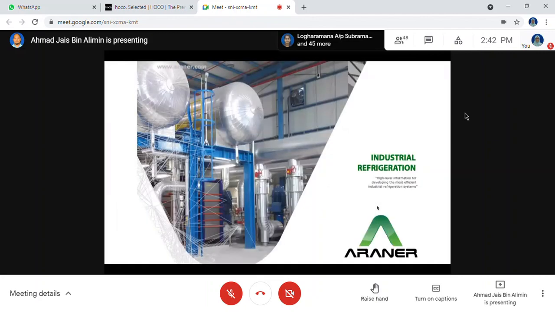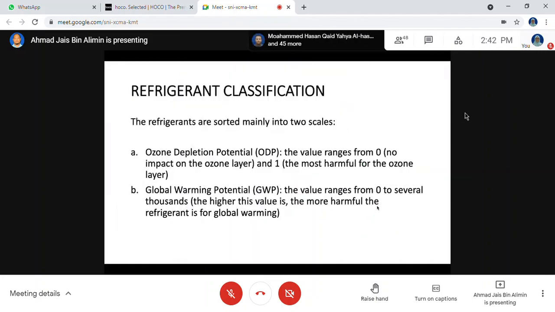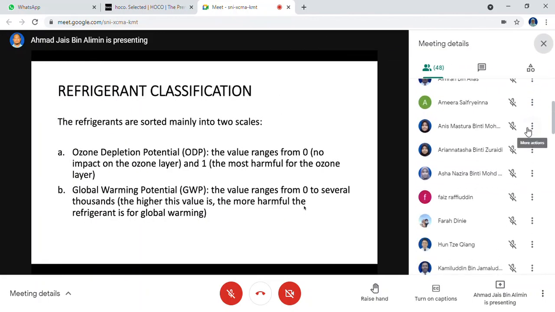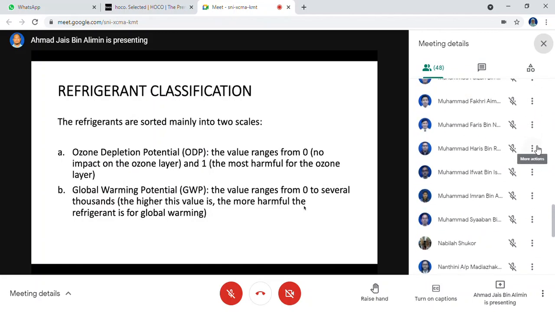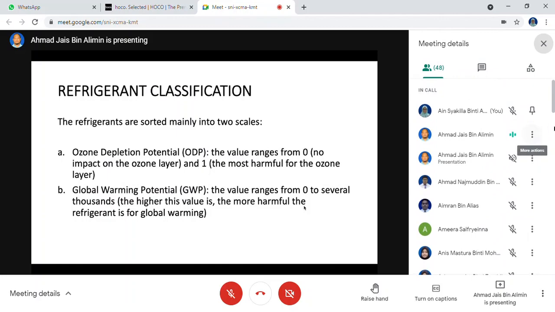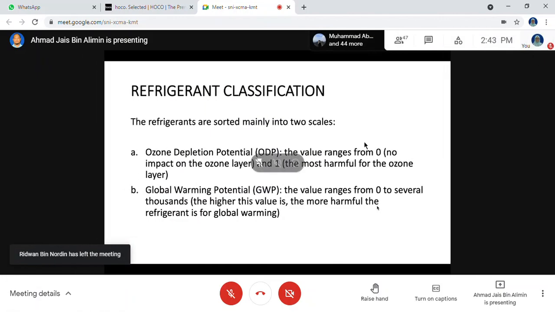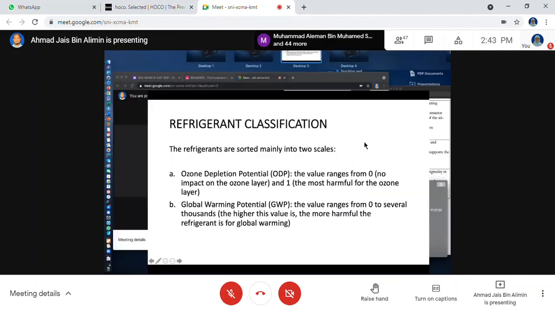So when we want to classify a refrigerant, okay, bahan penyejuk, there are two determinants. First, it's the ozone depletion potential. There is a value that ranges from 0, which doesn't have any impact on the ozone layer, and 1, which is categorized as the most harmful for the ozone layer. And the second determinant or parameter is what we call the global warming potential. It also has a range from 0 until several thousands. The higher the GWP value, the more harmful the refrigerant is for global warming.